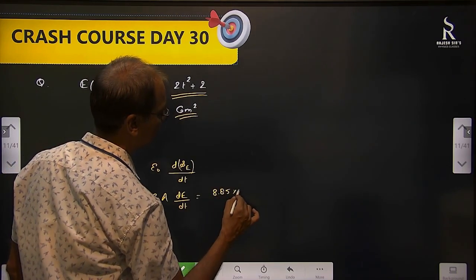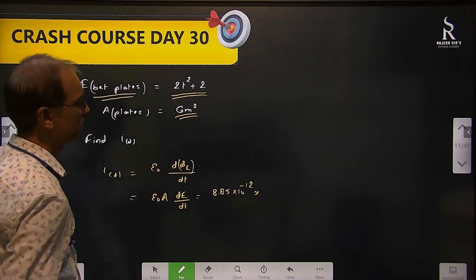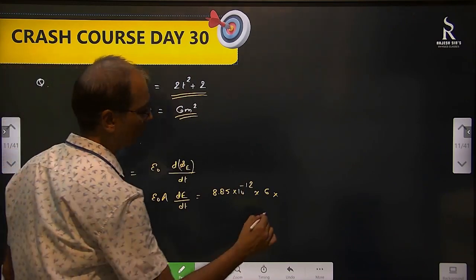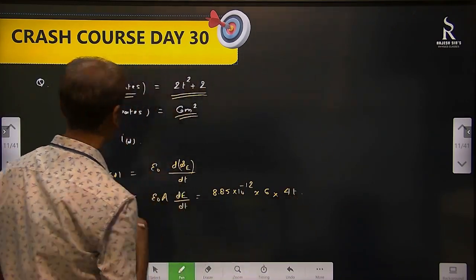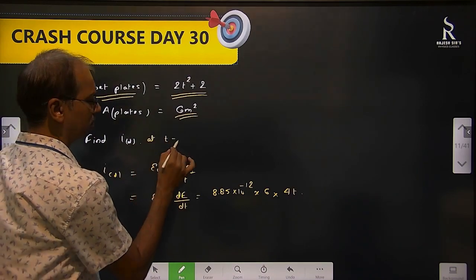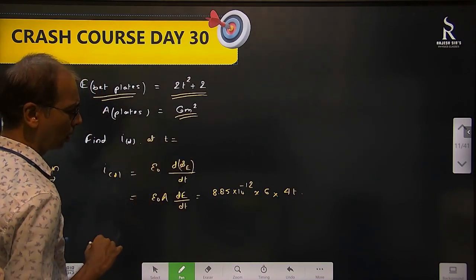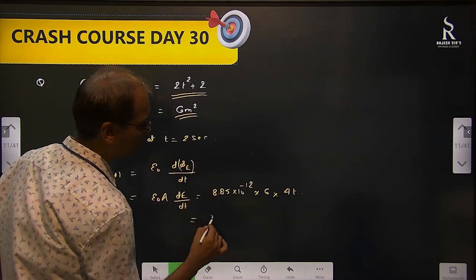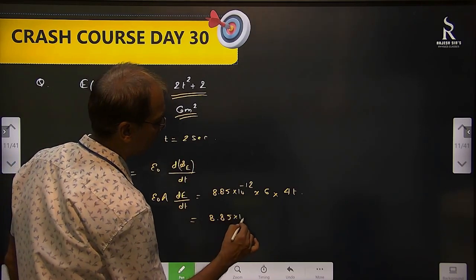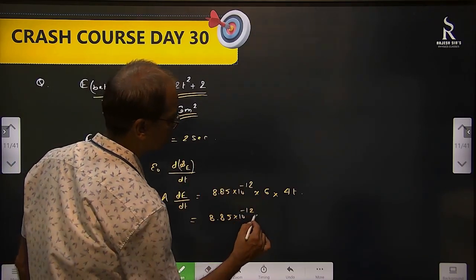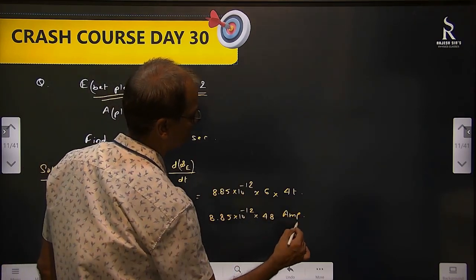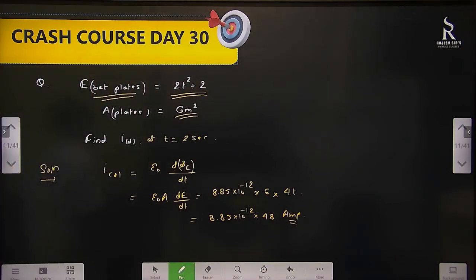8.85 into 10 to the power minus 12, area which is 6, and d by dt means differentiation of this will be 4t. So 4t. Then I have to give you time also. Find ID at t equal to, anytime you can take, 2 seconds only. So what we are getting? 8.85 into 10 to the power minus 12 into 6 into 8. This will be 8, right? So 48 ampere. That's all. Easy questions are asked on displacement current.